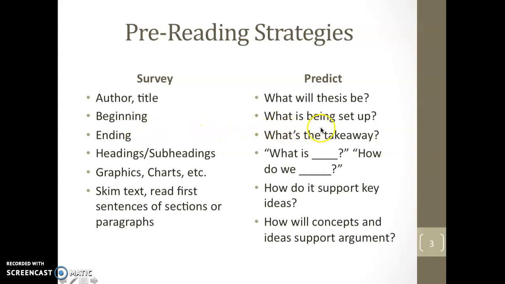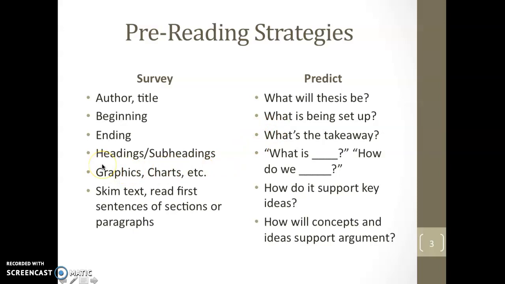In a book like Gladwell's, a lot of times he'll start with a story, like an anecdote. And so you might want to ask yourself, what is this anecdote going to have to do with the point that he's making in the chapter? Sometimes it won't be immediately clear, and you're going to have to read to figure that out. But he's setting something up for you. So you want to think about what's being set up here. Okay. And with the ending, it's like, what's the takeaway here? What's the conclusion?